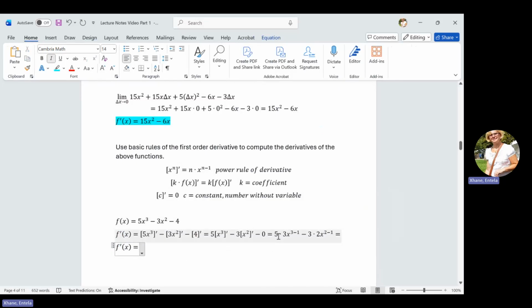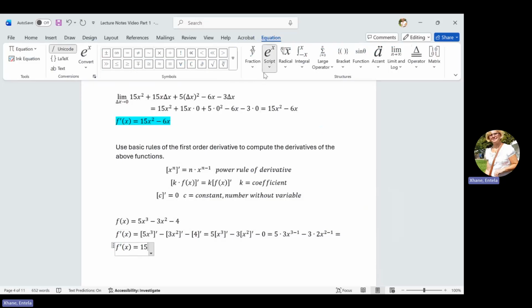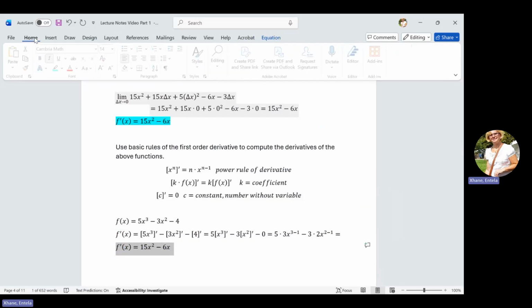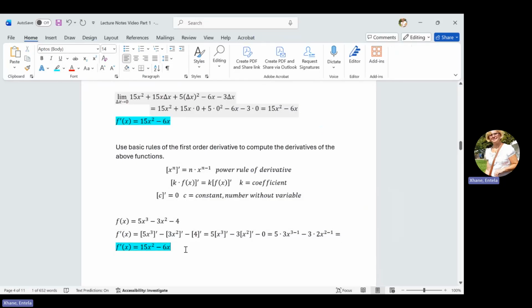Okay, so let's go back and finalize this. So we have 5 times 3, that becomes 15. Now, the exponent of x becomes 2 because it's 3 minus 1, so that's 15x squared. Minus 3 times 2 is 6, and then the exponent of x is 1, is x to the power 1, which we write as simply x. And then you clearly now see that the two outcomes are equally the same.